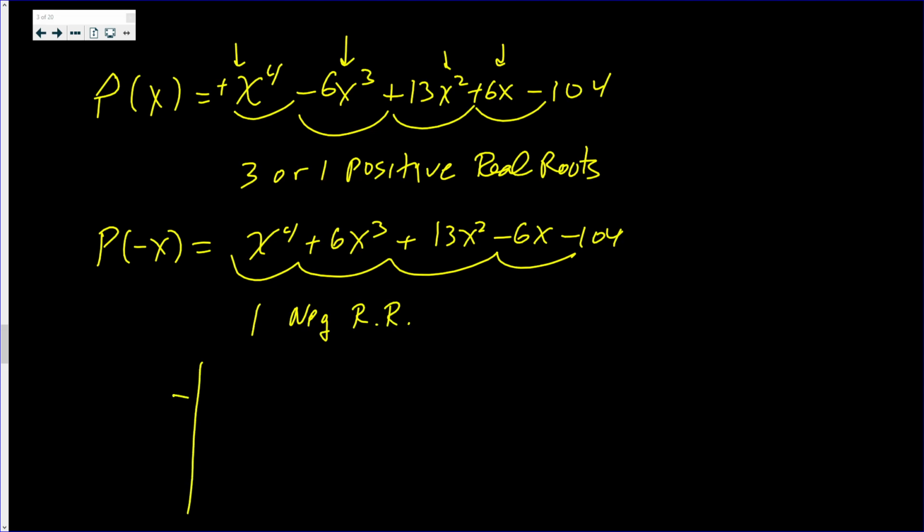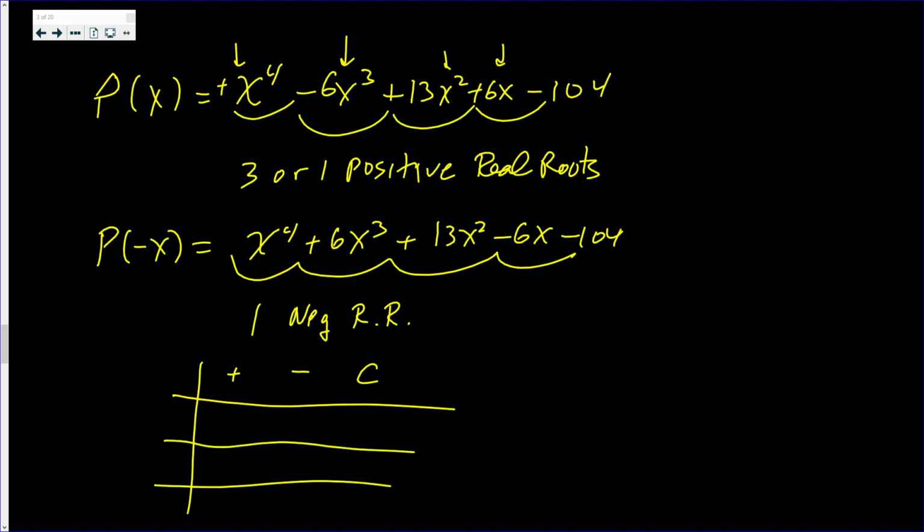So just for the record, what might we have? We have positive and negative and complex. Well, when it comes to positive roots, we either have 3 or 1. When it comes to negative roots, we're guaranteed to have 1. In total, we have 4. Well, 3 plus 1 is already 4, so we have no complex roots. 1 positive, 1 negative, that's 2 roots. The other 2 will be complex. Okay. So now, how might we go about finding these real roots?